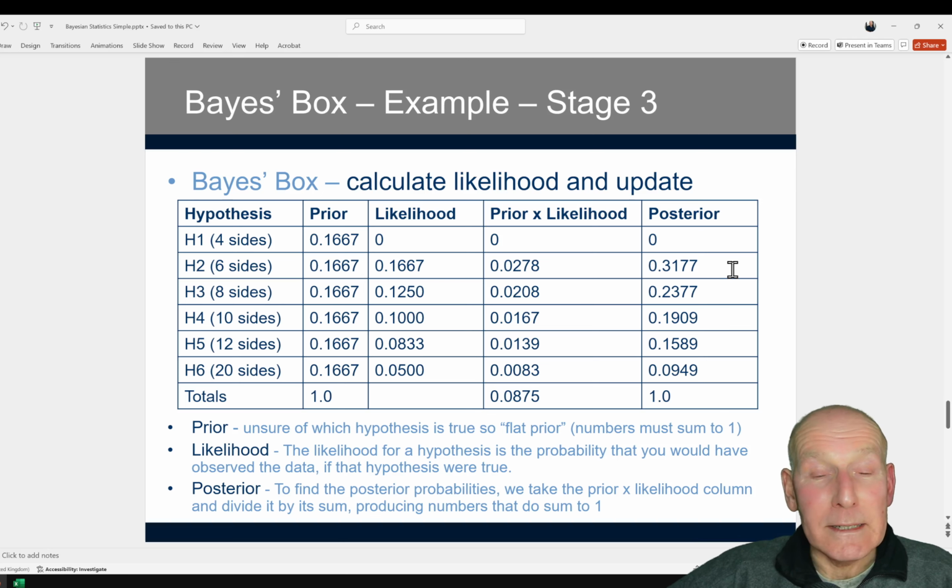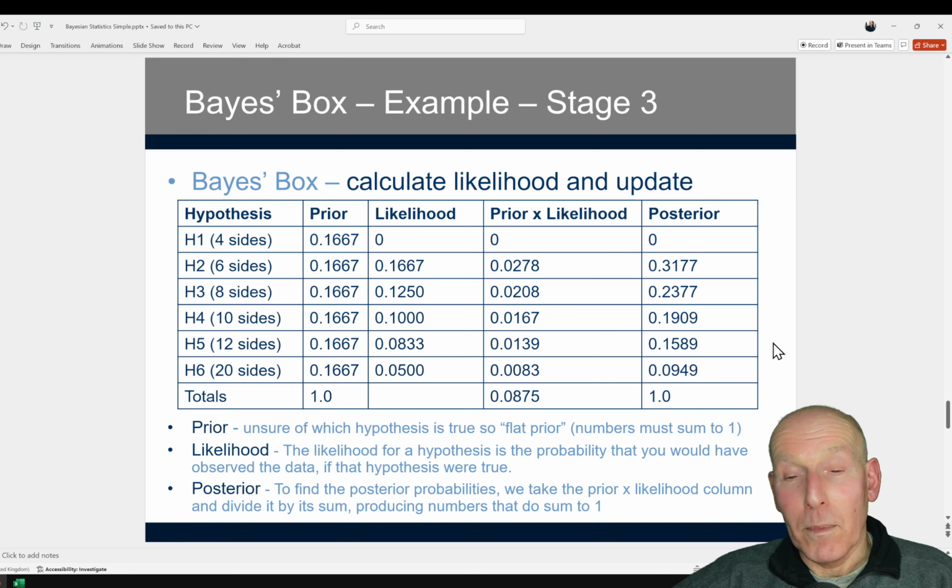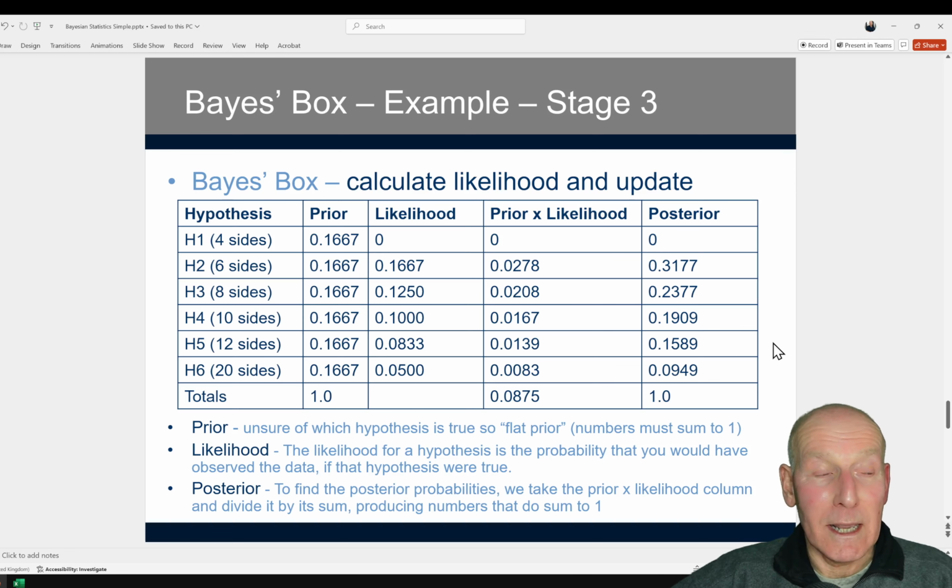Now remember, I said that one of the advantages of Bayesian statistics is that you do get information on the null hypothesis, and the null hypothesis is that it is not a 6-sided dice, and that's simply 1 minus the 0.3177. So we do get information on the null hypothesis as well as our particular hypothesis that we've got.